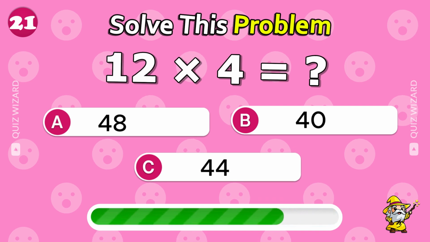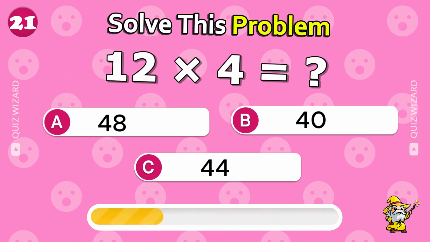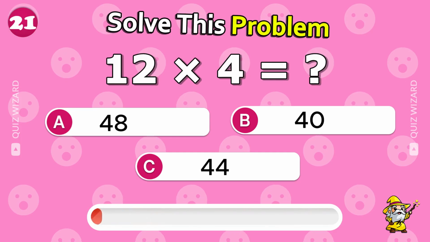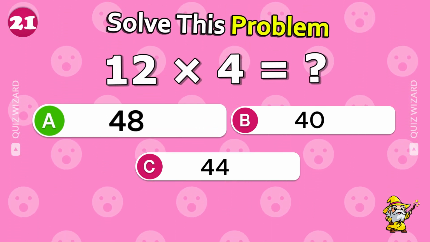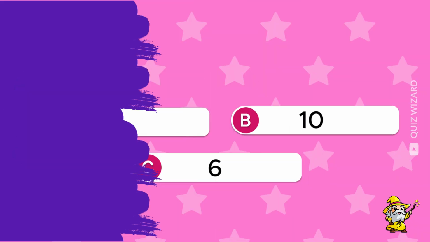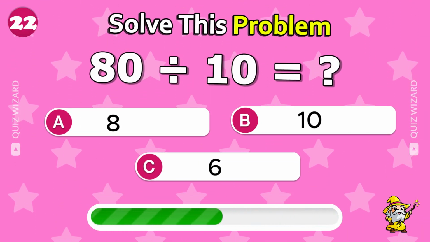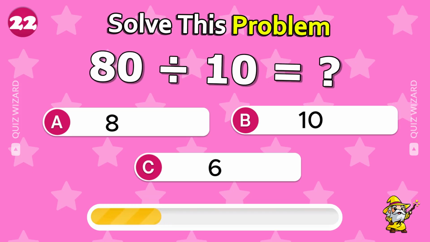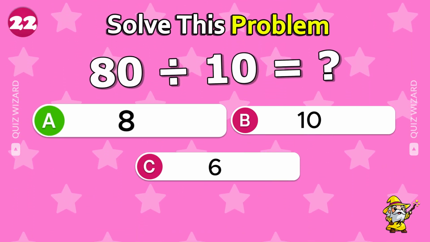How much is 12 times 4? 48, 40, 44. Answer is 48. What is the result of 80 divided by 10? 8, 10, 6. Answer is 8.